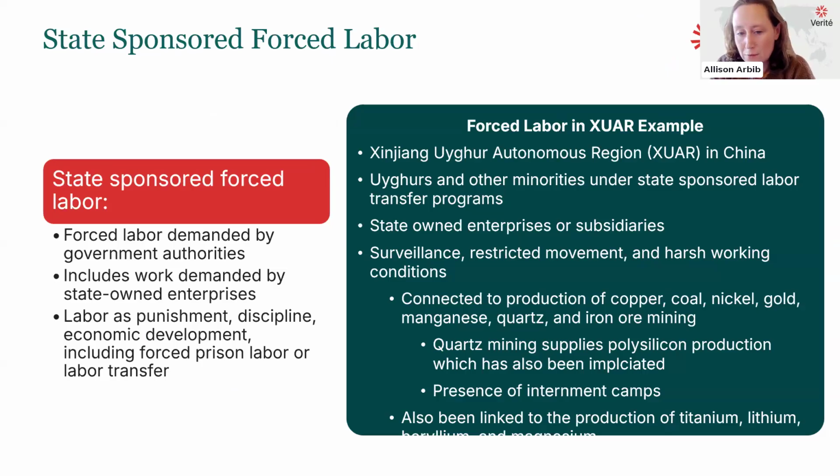So we'll start with state-sponsored forced labor. About 14% of global forced labor is labor that's imposed by governments. This can include state-owned enterprises that function like businesses, but they're controlled by the state, and they're very susceptible to corruption and forced labor practices. State-sponsored forced labor can be any labor that's used as punishment, discipline, forced economic development, and so prison labor, coercive prison labor or forced prison labor, and labor transfer programs are included here.